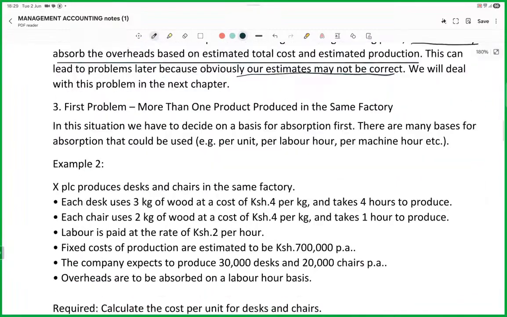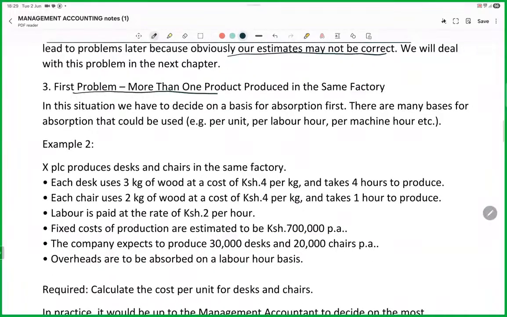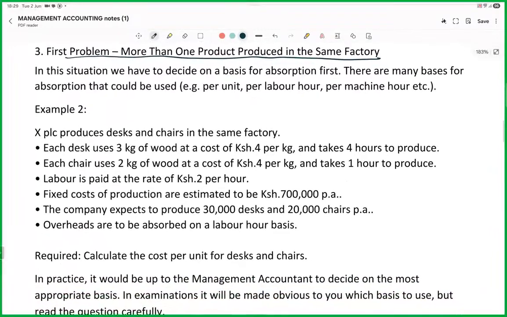The first problem, more than one product produced in the same factory. The question you have done is a question where this organization is only producing one product, known as what here, the desk. What if we have two of them? Example. So in this situation, we have to decide on a basis for absorption first. There are many bases for absorption that could be used, e.g., you could have absorption per unit, per labor hour, per machine hour, etc. Then we have example 2.